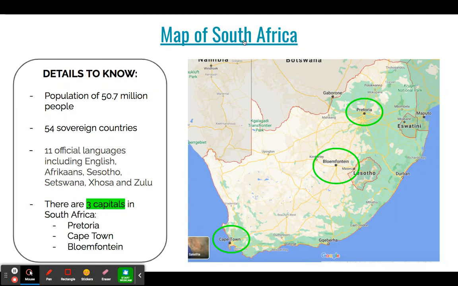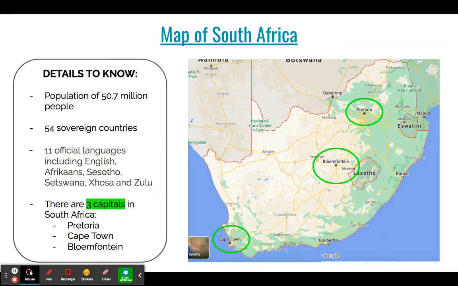What I want you to do is take a few minutes and click on this link to the map of South Africa. It's just like Google Maps. I want you to zoom in, zoom out, scroll around, and make some observations about the topography and anything that you notice when you're looking at South Africa as a country. So go ahead and pause the video and do that for a couple of minutes.